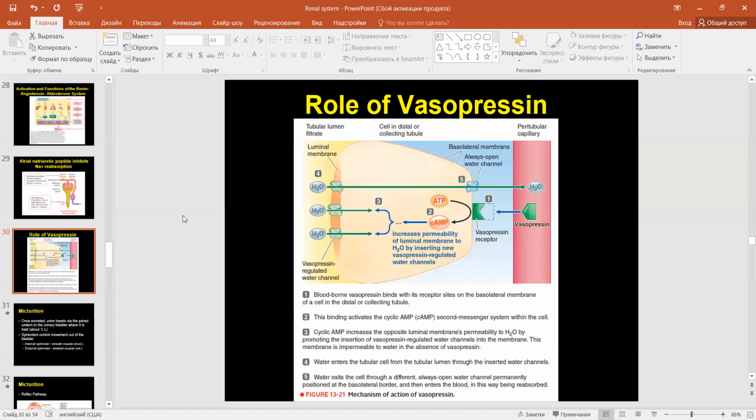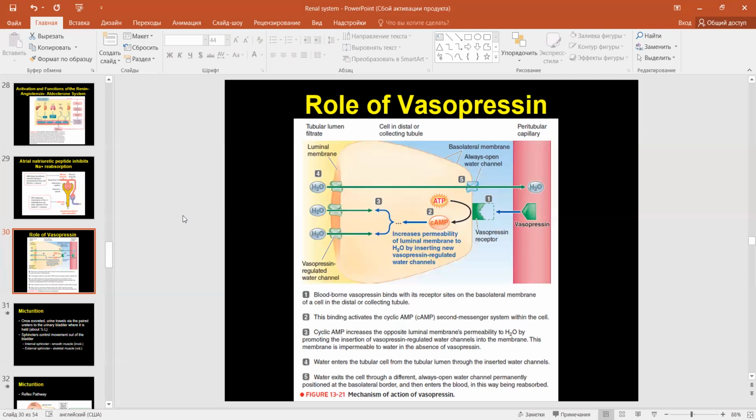These water channels are stored in the internalized vesicles, ready for reinsertion the next time vasopressin secretion increases. This shuttling of regulated water channels into and out of the luminal membrane under vasopressin command provides a means of rapidly controlling water permeability of the distal and collecting tubules, depending on the body's momentary needs.